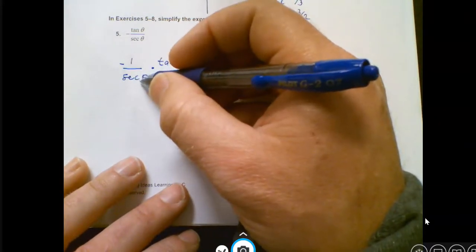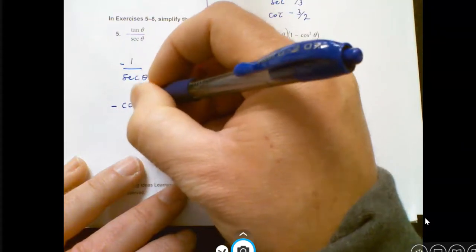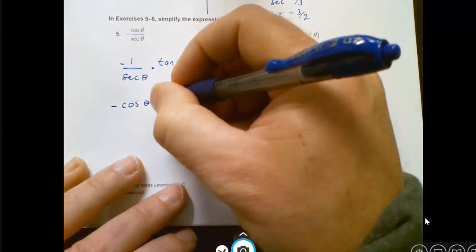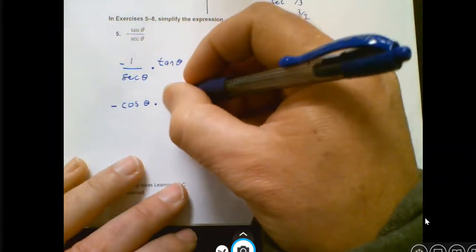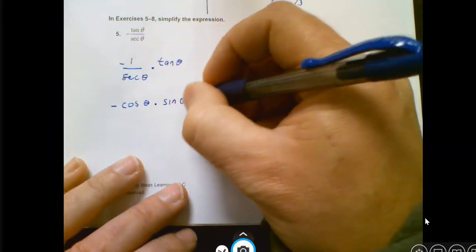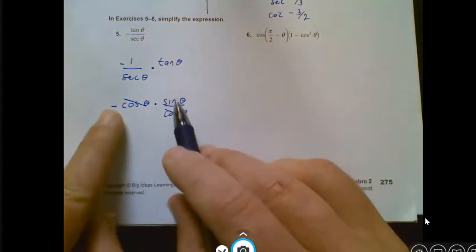Secant, we know, is the inverse of cosine. So I can actually bring up that function by changing it to cosine. Tangent, we know, is sine over cosine. And now we can see what would cancel, would be those guys right there. And I'm simply left with a negative sign.